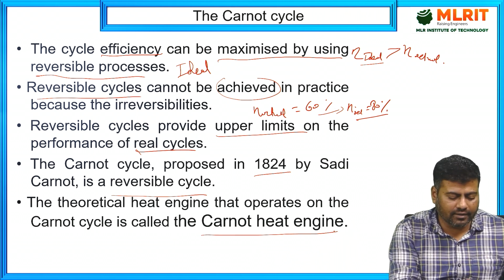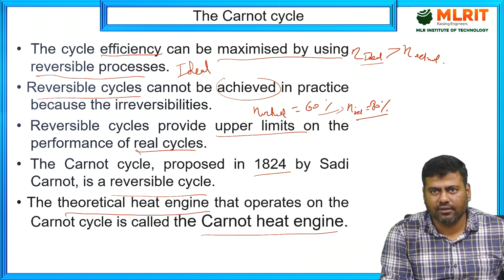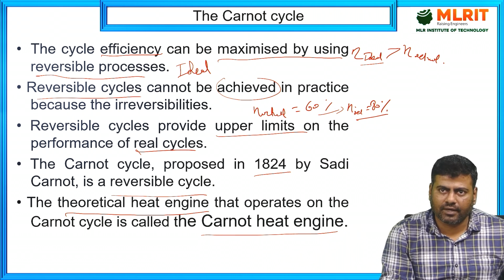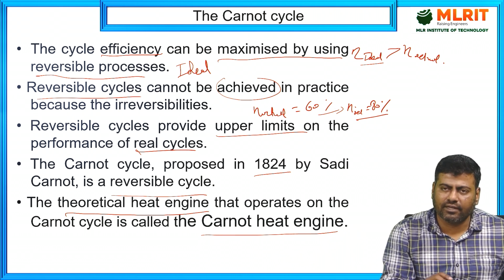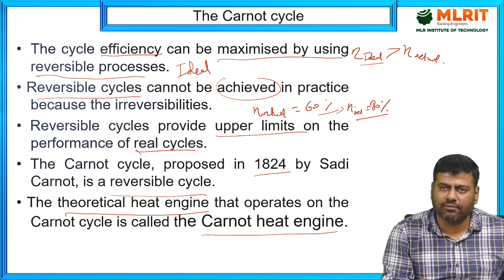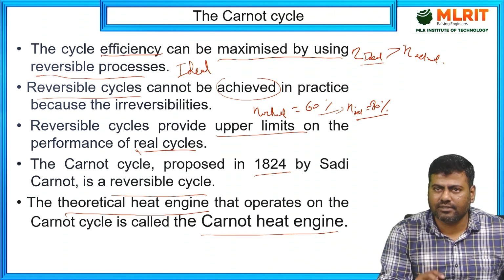The theoretical heat engine. What is a theoretical heat engine? A reversible heat engine that operates on the Carnot cycle, right? Carnot cycle in the sense we have cyclic processes there, right? Then we can say that engine is nothing but a Carnot heat engine. So the reversible heat engine, Carnot heat engine, or ideal heat engine, I can say. That is the statement given, right?